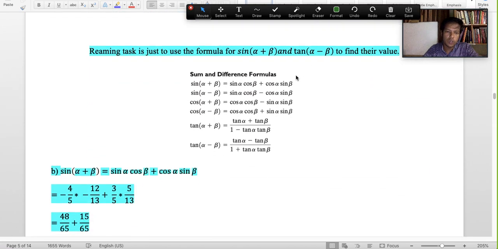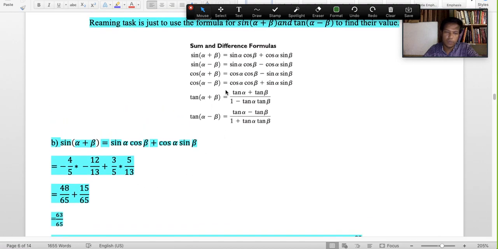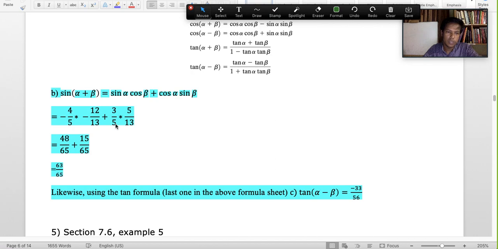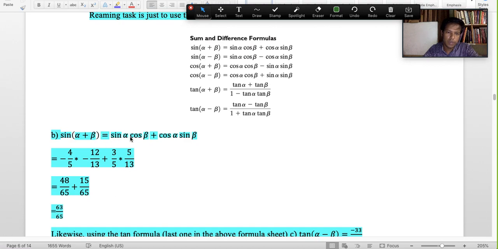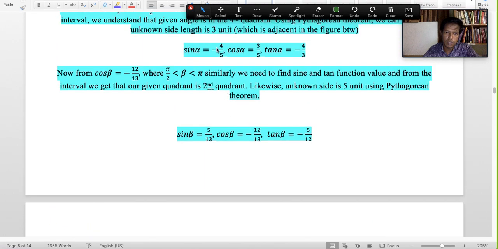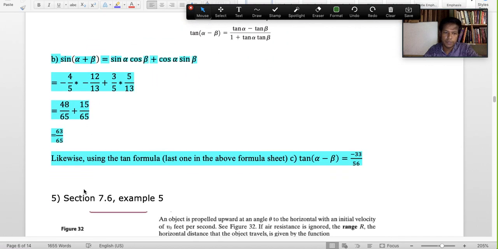Then we'll have to use the sin alpha plus beta formula, this from the formula sheet. So we'll just have to put it here, then put the values. These values are from here. Sin alpha value is here, so this value we'll have to just put it here and do the calculation.